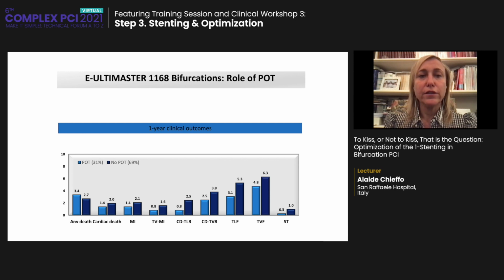This is the e-Ultimaster registry, more than 1000 bifurcations. Again, POT was demonstrated to be correlated with a lower occurrence of MACE as compared with non-POT. And this was seen not only in target lesion revascularization or target vessel failure, but also in a lower occurrence of stent thrombosis.